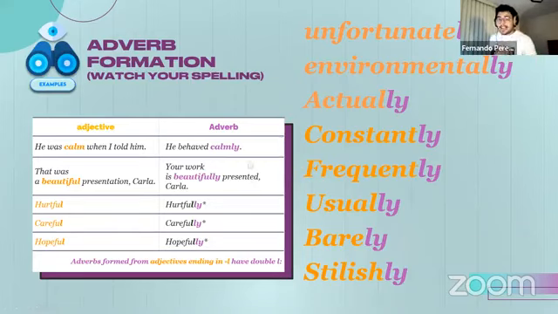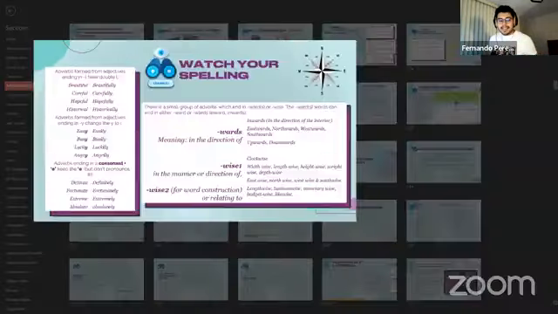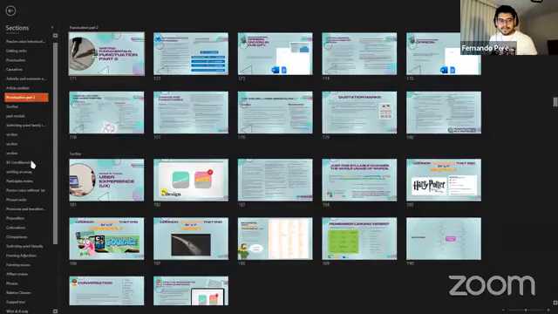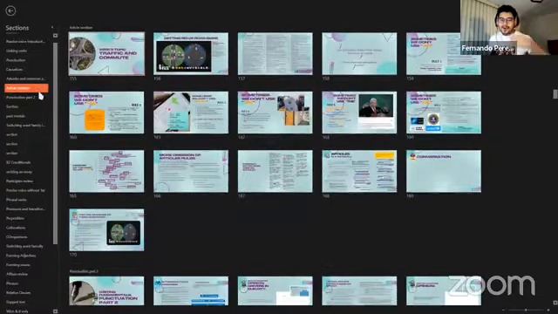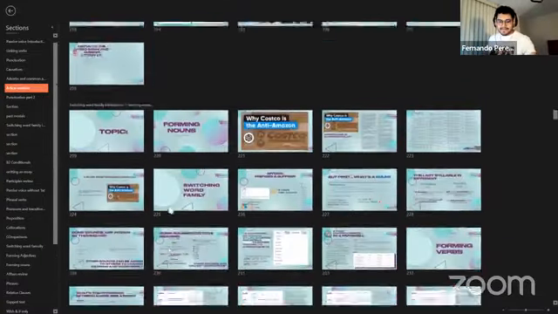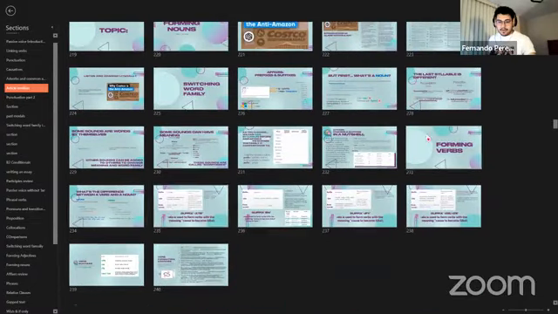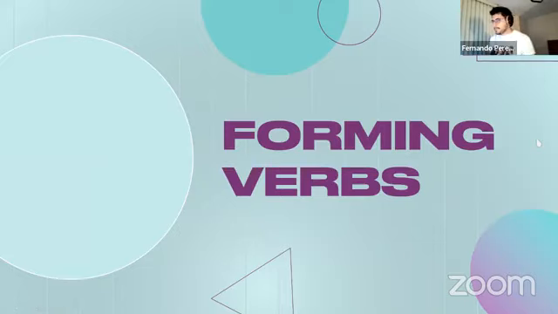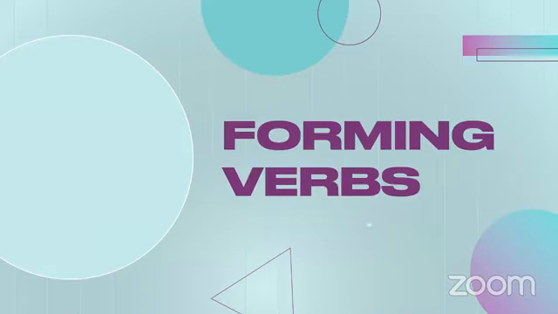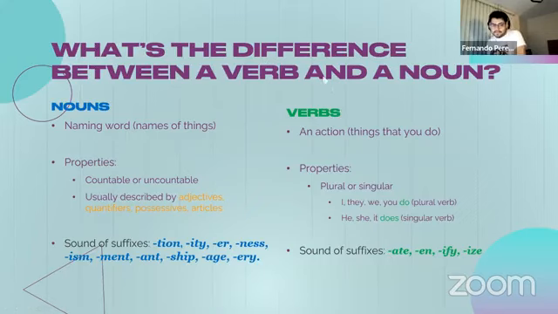So today we are going to learn how to create verbs from other words. Today's mission: forming verbs. I'm going to show you suffixes to create verbs. And for that, we are going to distinguish between the blue family and the green family.